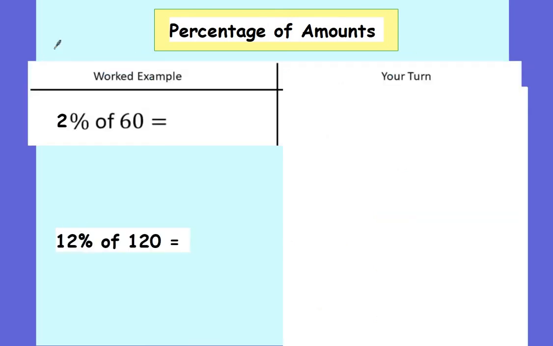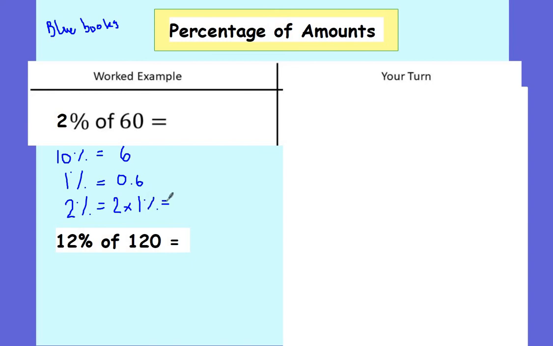Okay, back into our dark blue books, please. I'm going to do an example and then you're going to do an example. My example is work out 2% of 60. The first thing I'm going to do is work out what 10% is. 10% would be 6. So to work out 1%, I need to divide by 10 again, so that's going to give me 0.6. 2% is just 2 times 1%, which is 2 times 0.6, which gives me 1.2.